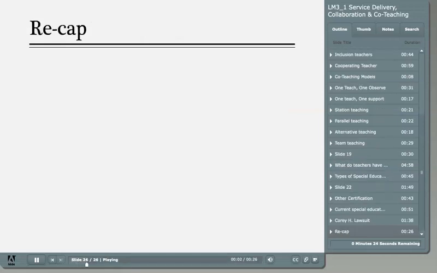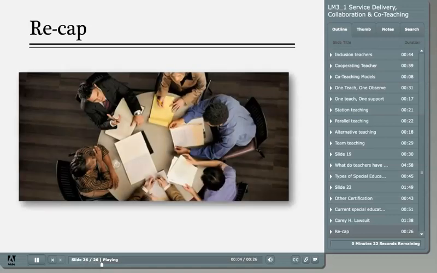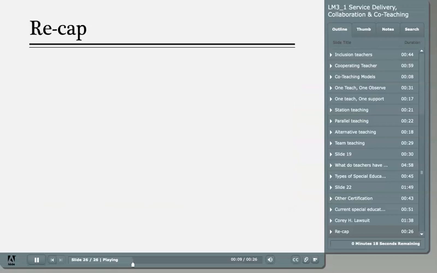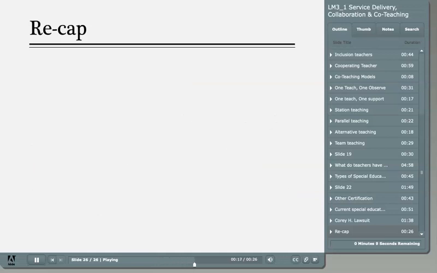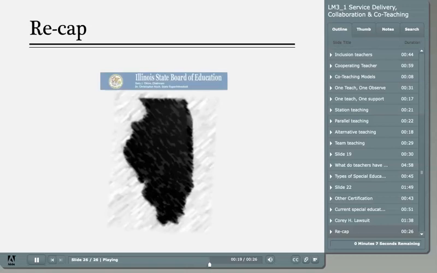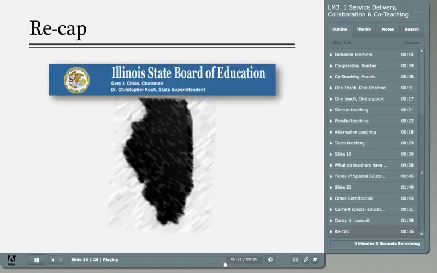As you know by now, special educators are not the only professionals, and special education is not the only professional discipline involved with children with disabilities in the public schools. I hope you now have a better idea of the individuals who make up a student's team, the different roles of special educators, and an even better idea of the certification structure currently in Illinois.